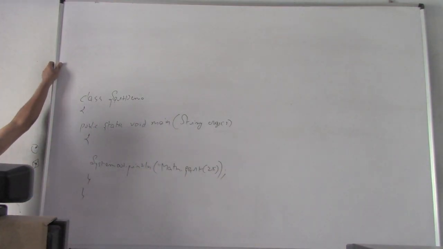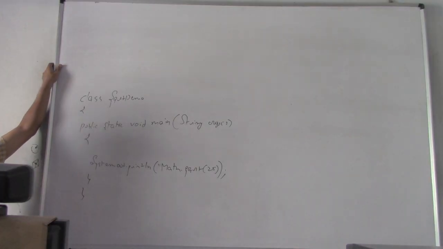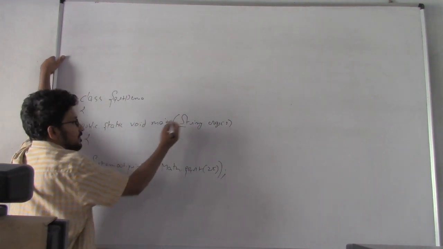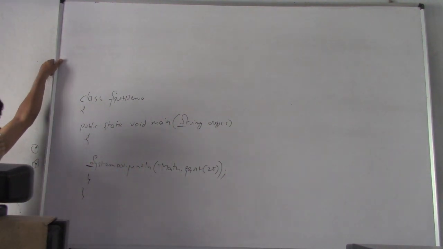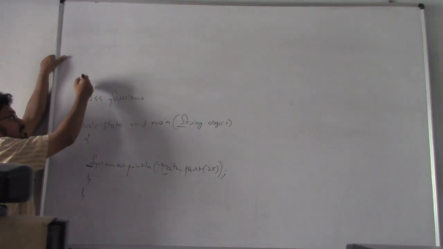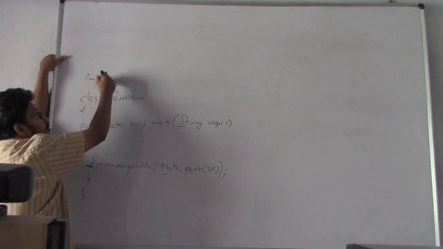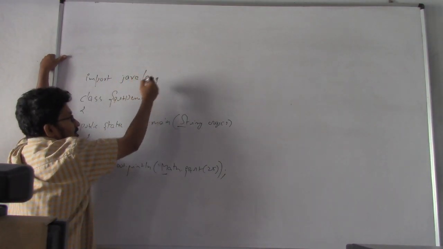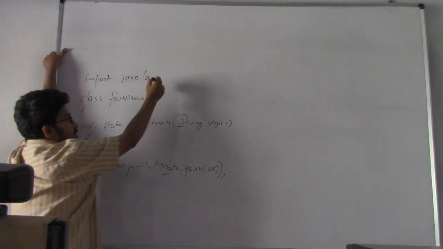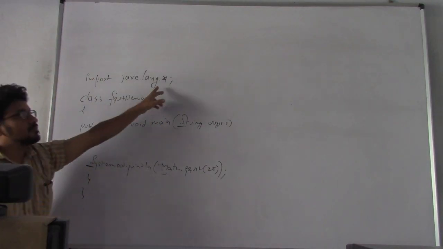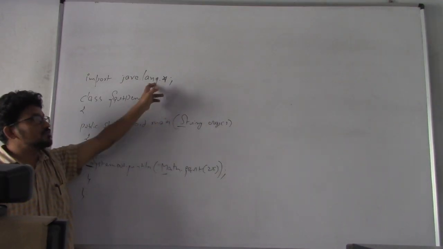Listen, the square root is a method present in which class? Math. Class names always start with capitals. Math is also a predefined class. This Math class is present in which package? Okay, import java.lang.*. The star means it imports all the contents.